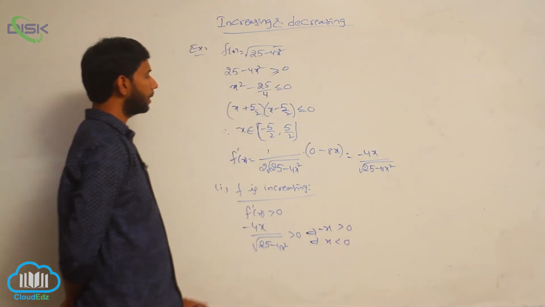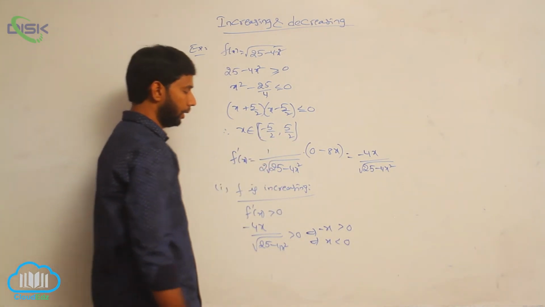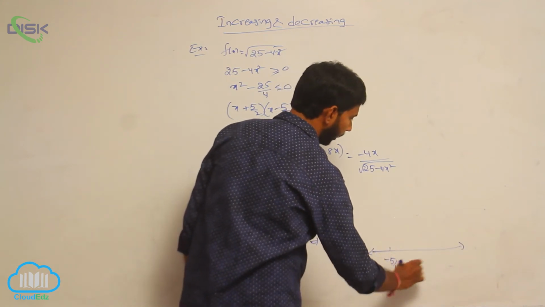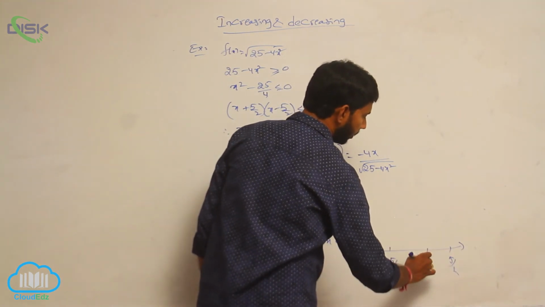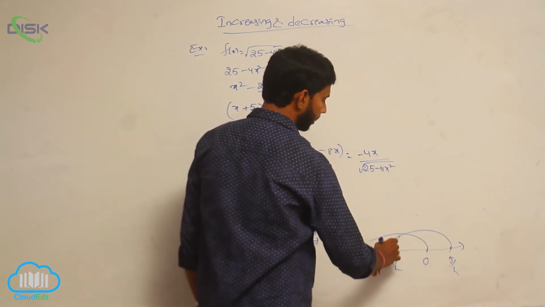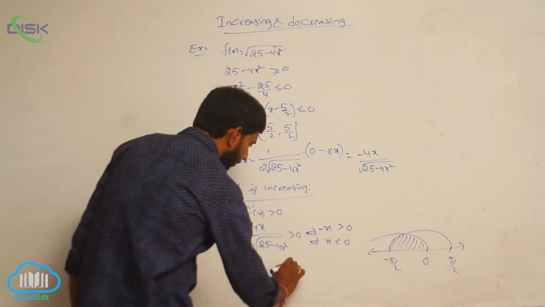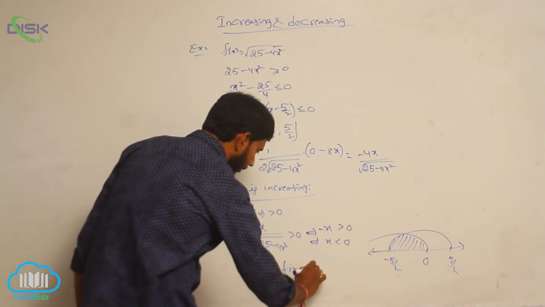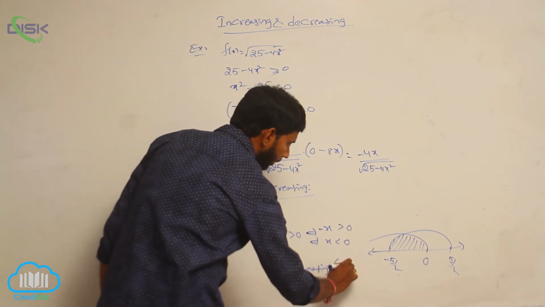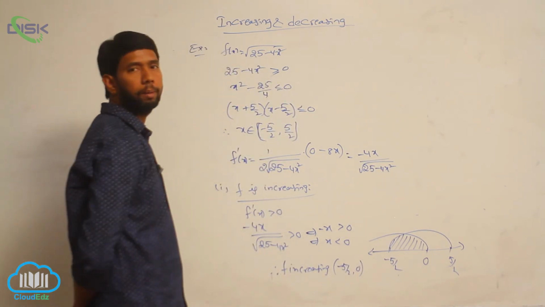Here the value of x lies between minus 5 by 2 and plus 5 by 2 and x is less than 0. Therefore, the function f is increasing in the interval open minus 5 by 2 comma open 0.